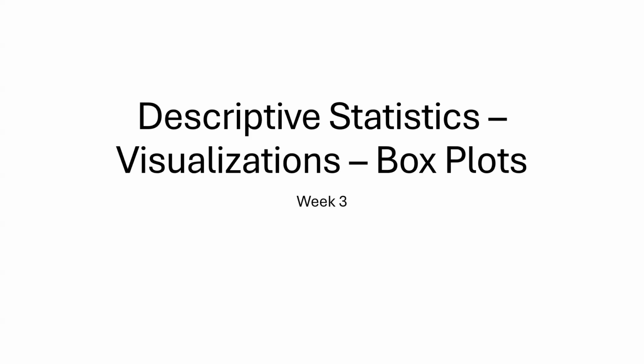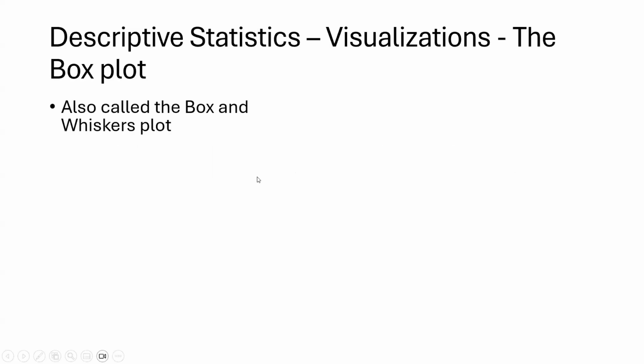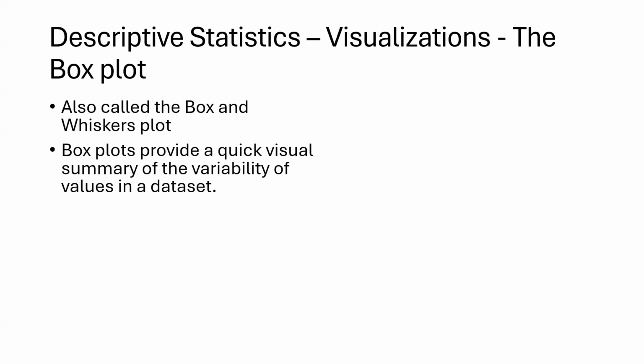In this lesson, we'll talk about box plots, which are a very important tool for a quick summary of the variability in the data set. These plots are also known as box and whiskers plots because of their resemblance with cat whiskers, and we are going to see how.